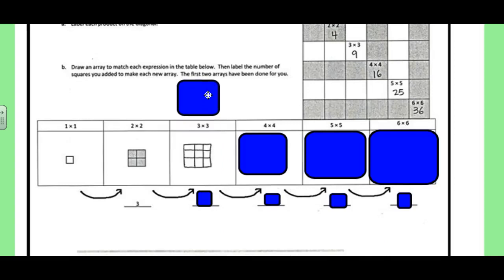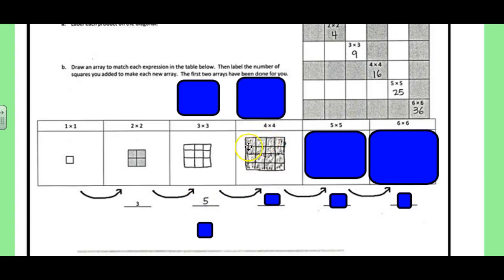So when you're looking at 3 times 3, you've got 3 rows with 3 in each row. Here I had 4 squares total. Now I have 9 squares total. So I had to add 5 to this array to make this array. So right here on your problem set, you need to write the number 5. 4 times 4 is 4 rows with 4 in each row. So if I had 9 squares here, now I have 16 squares here. To go from 9 to 16, I had to add 7 more squares. So 7 goes right here on your problem set.